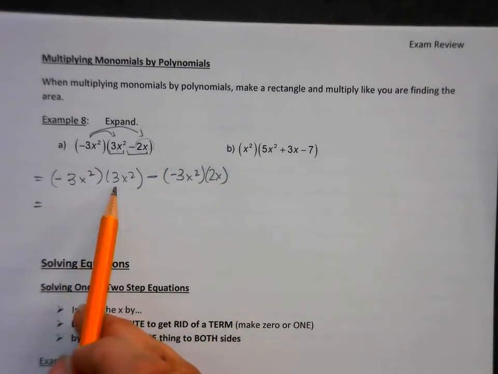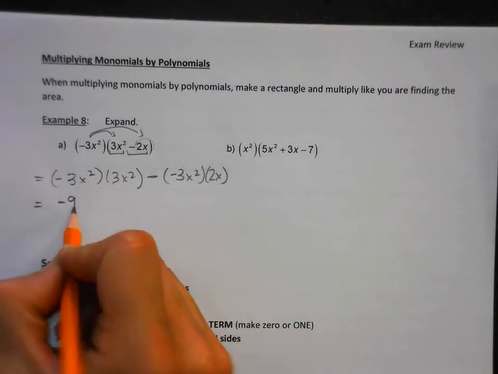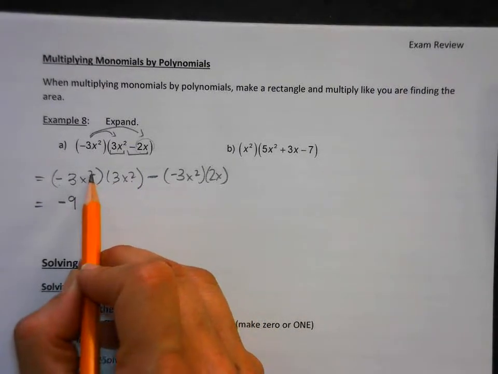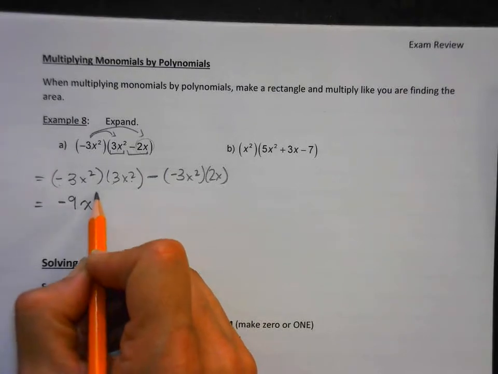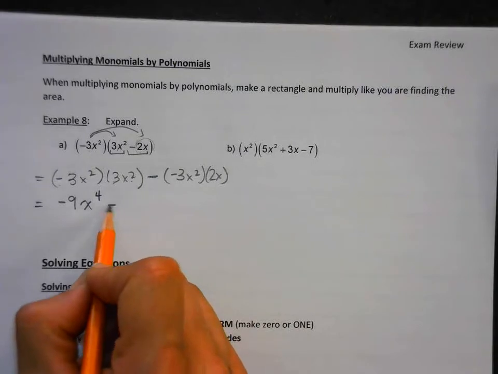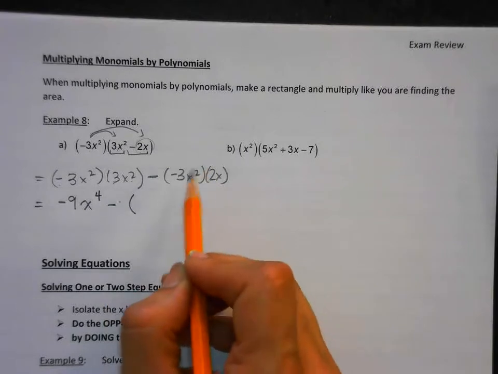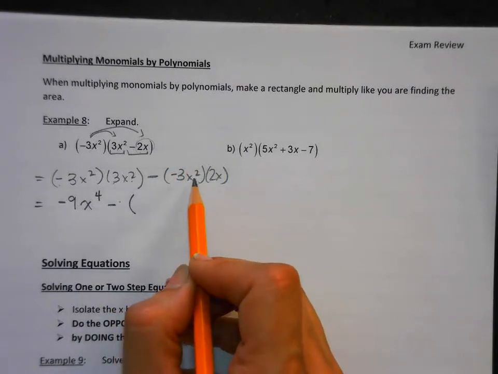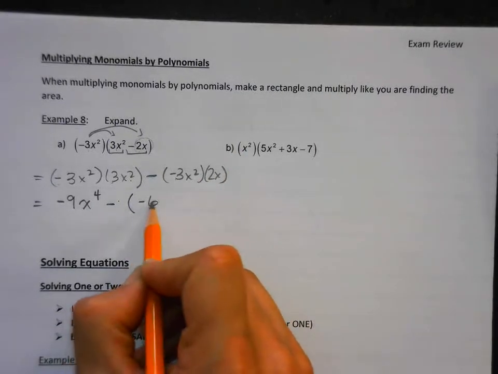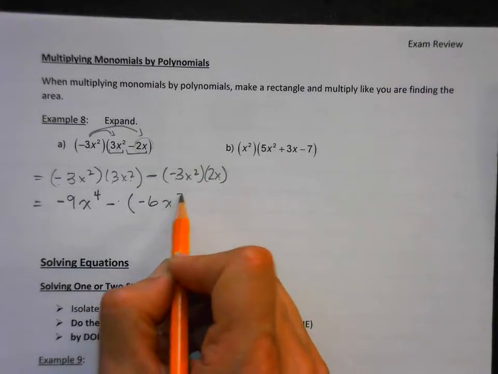Now we do the negative 3 times the positive 3, which is negative 9. And then I have an x squared times an x squared, which means I add the exponents, so it's 2 plus 2, and it's x to the power of 4. Now here I can put my sign that was down. I'm not going to get rid of the brackets yet, so I'm going to do the math in here, and then I will get rid of the brackets. Negative 3 times 2 is negative 6. And I have an x squared times x, which is x to the power 3.